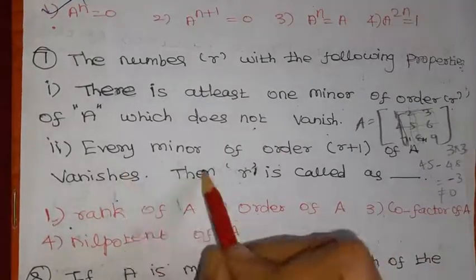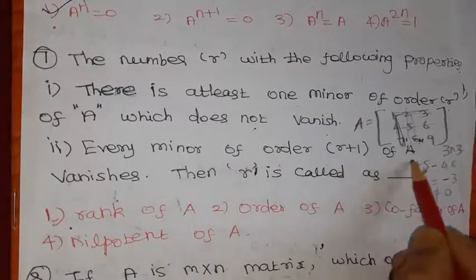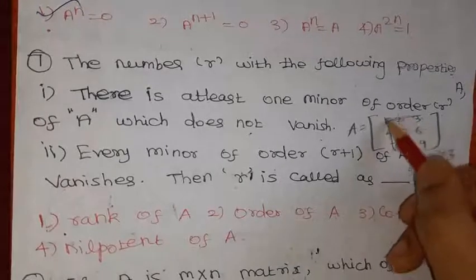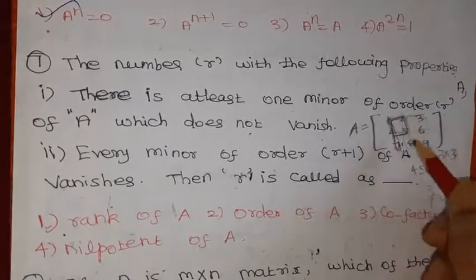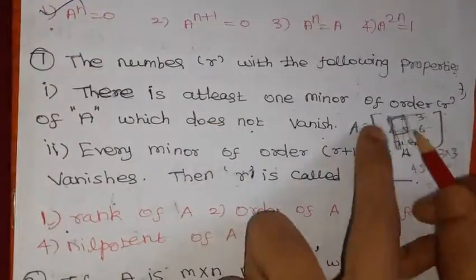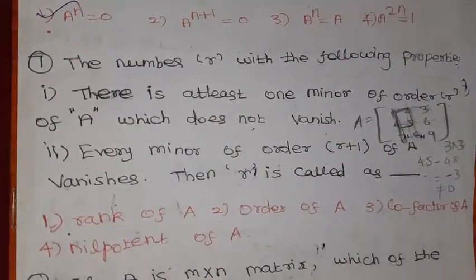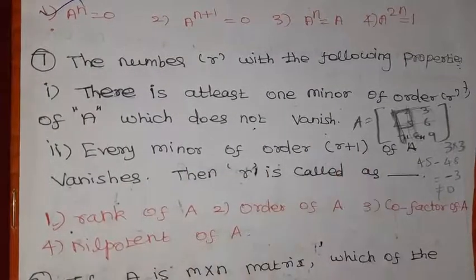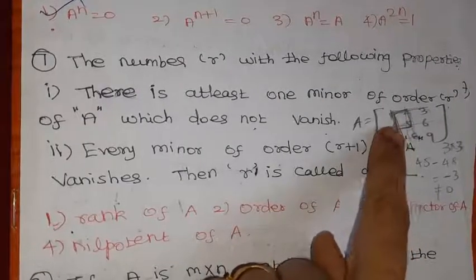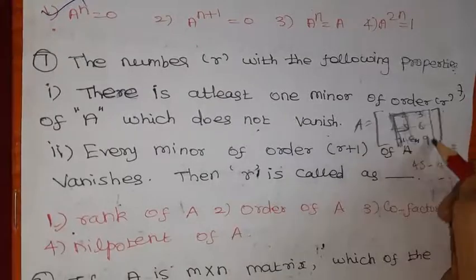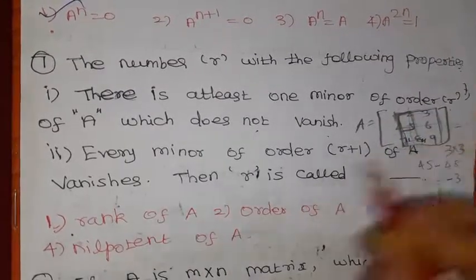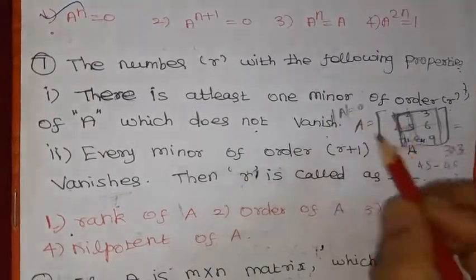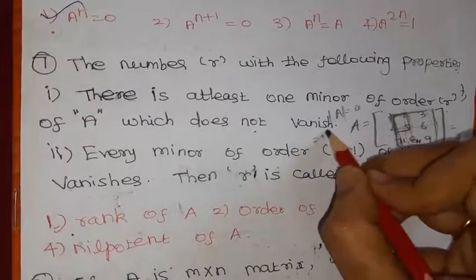Then what is the next one? Every minor of order r plus 1 of A vanishes. Here the order r means 2 cross 2, so at least one minor of 2 cross 2 should not be equal to 0. Then every minor of order r plus 1, where r equals 2, r plus 1 is the whole 3 cross 3 matrix. This should be 0. Every minor of order r plus 1 of A vanishes, which means determinant of A equals 0; r plus 1 means 2 plus 1, 3.